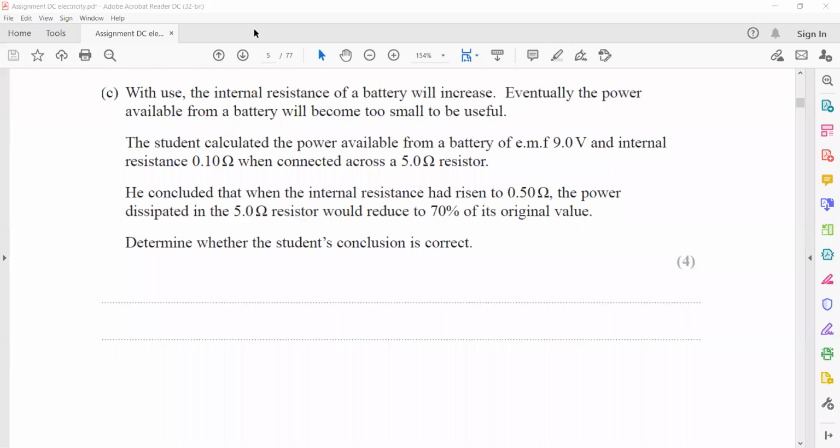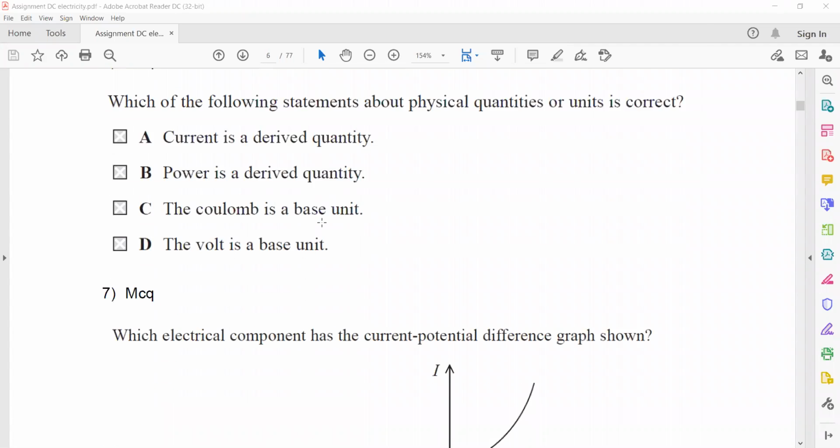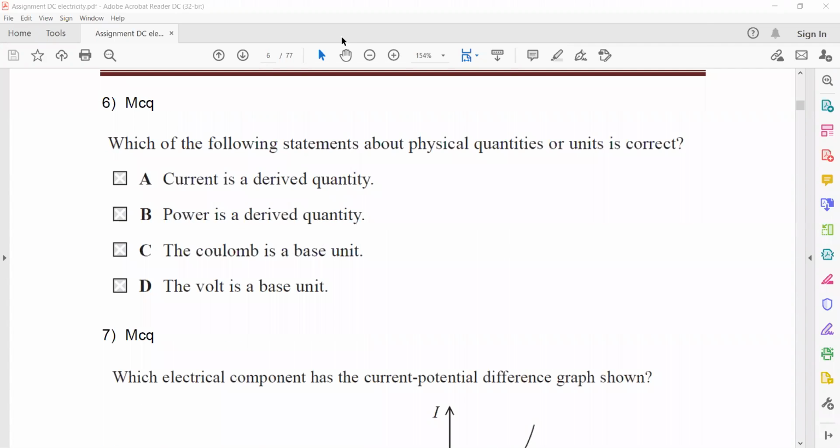Moving on to the next question. Which of the following statements about the physical quantities or units is correct? Current is a derived quantity, that's wrong, it is a standard SI base quantity. Power is a derived quantity, that's true. Coulomb is a derived unit, not a base unit. Volt is also a derived unit, not a base unit. So these are the right answers.